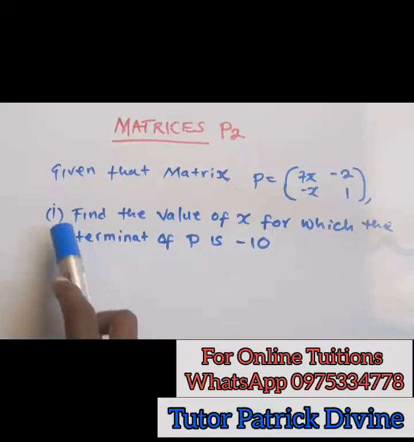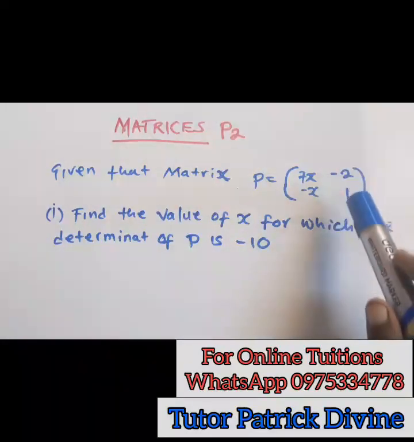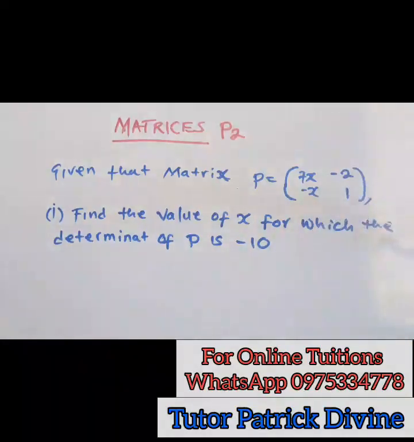It is given that matrix P is equal to 7x, negative x, 2, negative 2 and 1. We are asked to find the value of x for which the determinant of P is negative 10. This question came in 2023. Let's solve it together.